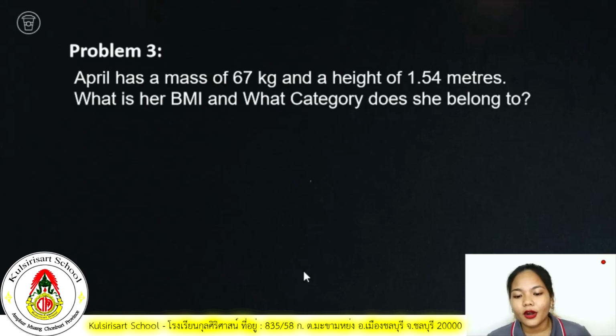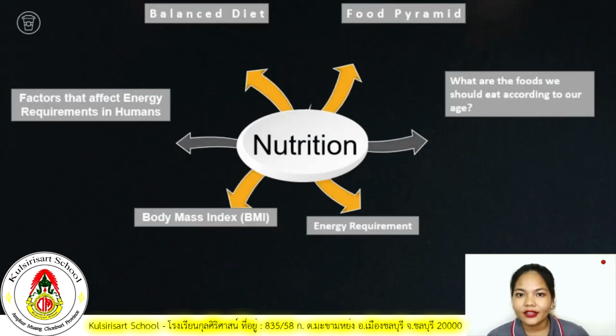Okay, so for numbers 8 to 10, I want you to put your complete solution in there, okay? I want to see the BMI value and the range, whether it's normal, underweight, obese, or extremely obese, okay? So that concludes our lesson for today.